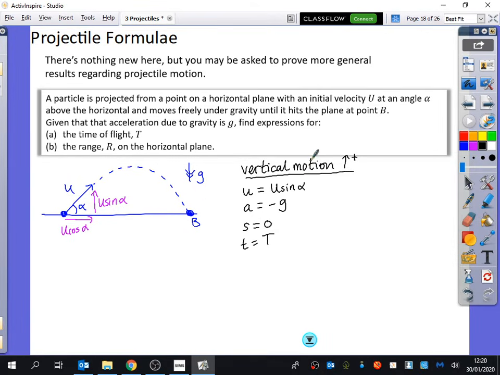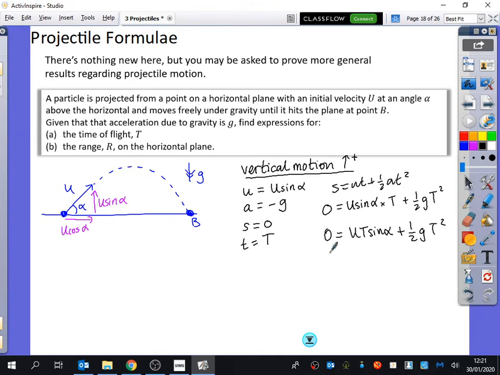Okay, so putting these things together, we just get, using s equals ut, same old, plus a half at squared, 0 equals u sine alpha multiplied by t plus a half g t squared. So for the time of flight, we get u t sine alpha plus, I'm just putting that t in the right place. So we're going to factorize this. So you get t times u sine alpha plus a half gt. See what I've done with the factorizing? Just pulled the t out.